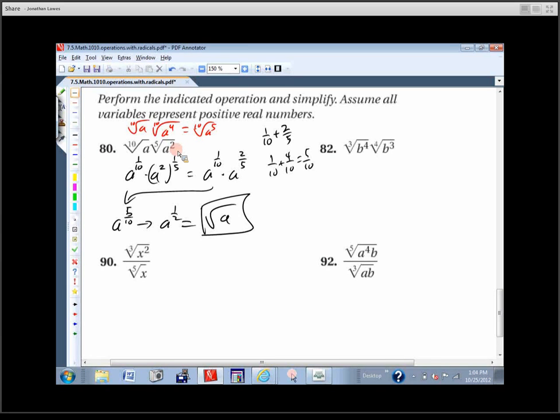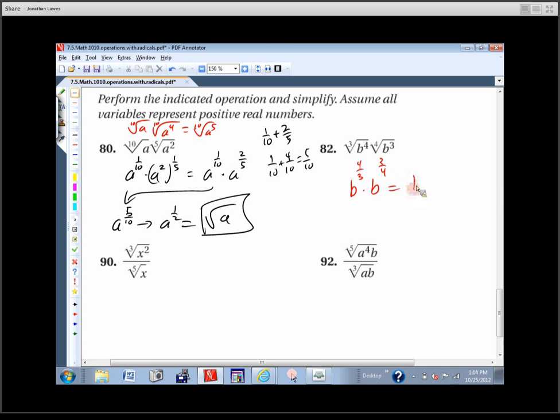Okay. All right, let's take a look at the next one. I've got a cube root and a 4th root. Again, the trick is going to be b to the 4/3, b to the 3/4. What do I need to do with the exponents?